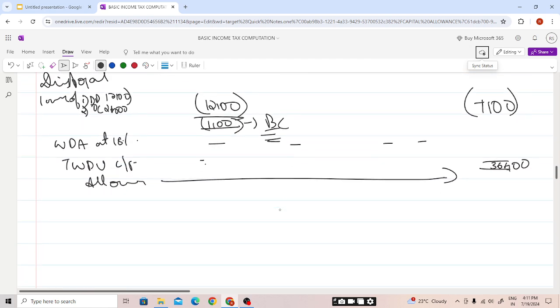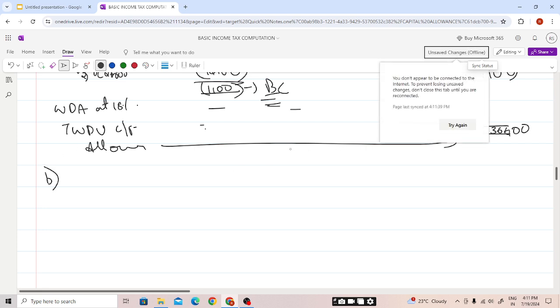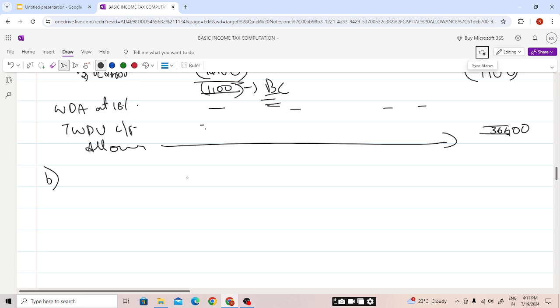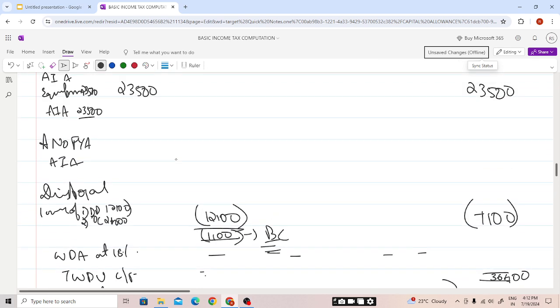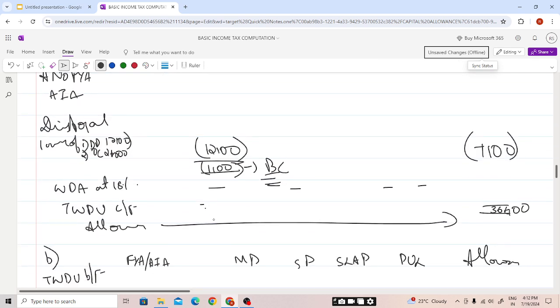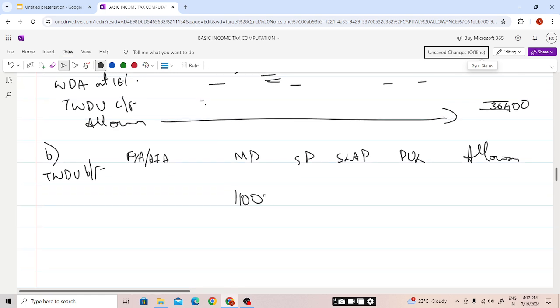Now coming to the B case. When we come to the case of B, students, the same format will be drawn: FIA, AIA, main pool, special pool, short life asset pool, private use pool, allowance. This is clear. Now TWDV brought forward. This will be, students, as we have already seen, a brought down balance of 11,000 in the main pool. Any additions? No additions, students.